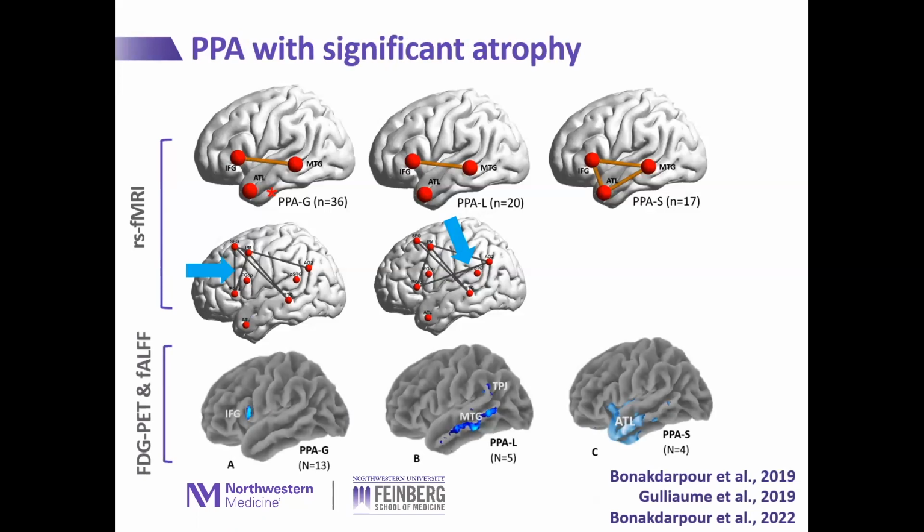So as we are trying to figure out what areas are really involved in language, the 3-node approach was too simplistic. We had to add the temporoparietal junction, and we had to add the superior frontal area.